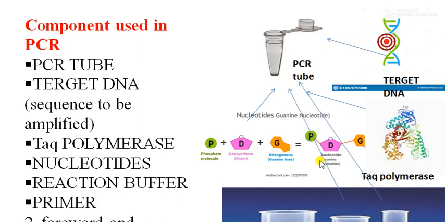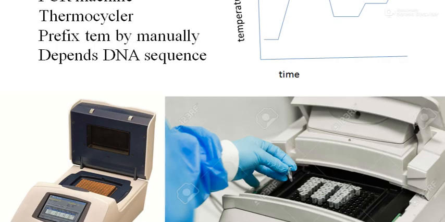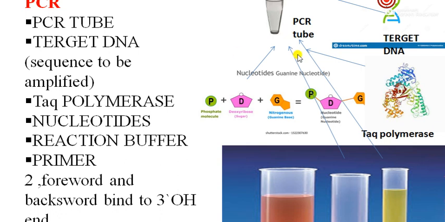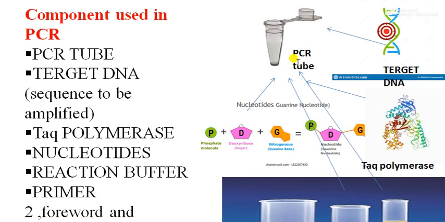Next, what are the components required for the PCR, that is polymerase chain reaction? First of all, PCR tubes. You can see in the picture, this is a PCR tube which is specifically made for the mesh of the thermocycler. As you can see in the pictures of thermocyclers, there are some meshes, and these particular PCR tubes are specific for those meshes.